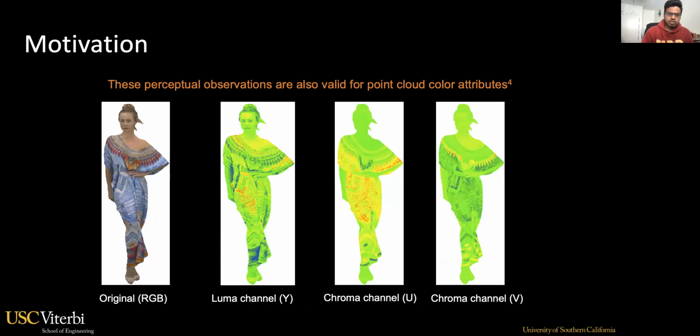Also, these perceptual observations are valid for point cloud color attributes. As we can see in this picture, the luma channel contains much finer details about the attributes compared to the chroma channels, which are relatively smooth.